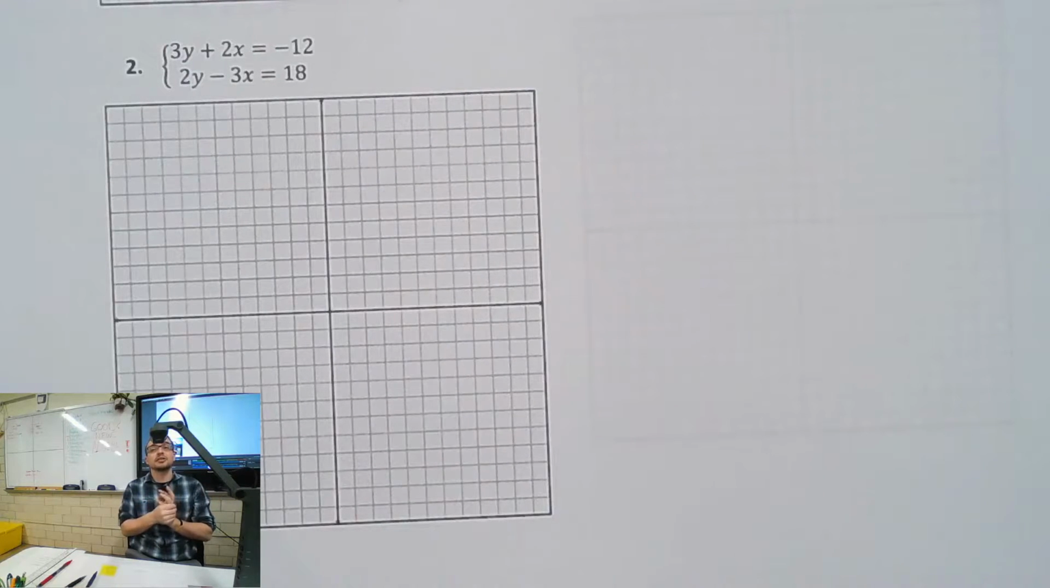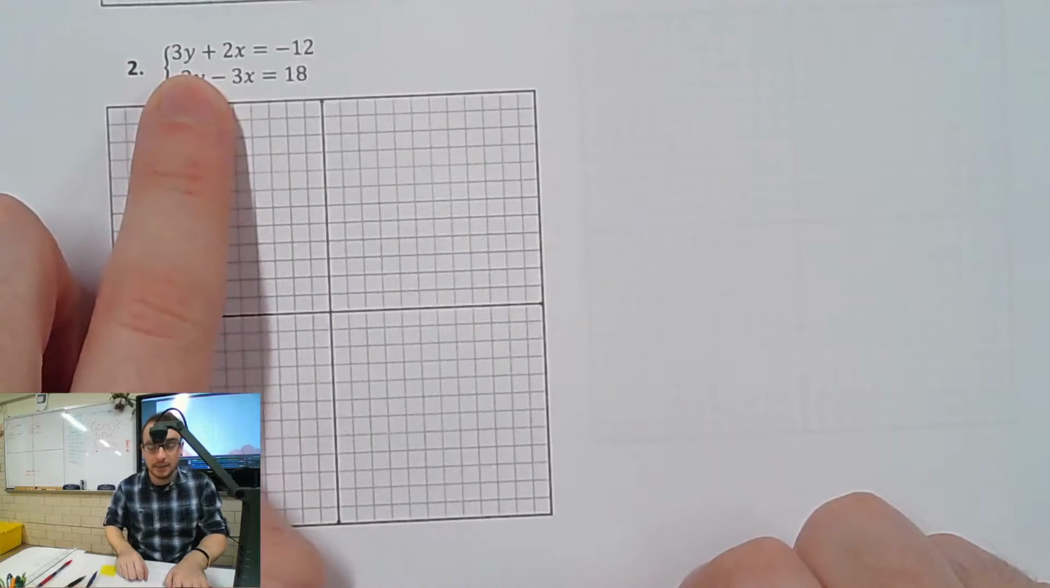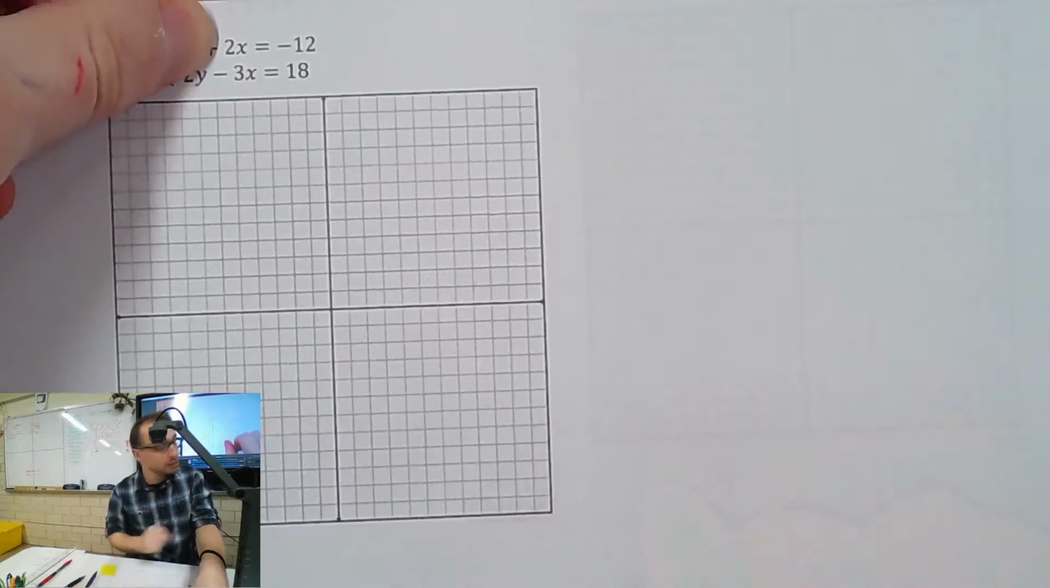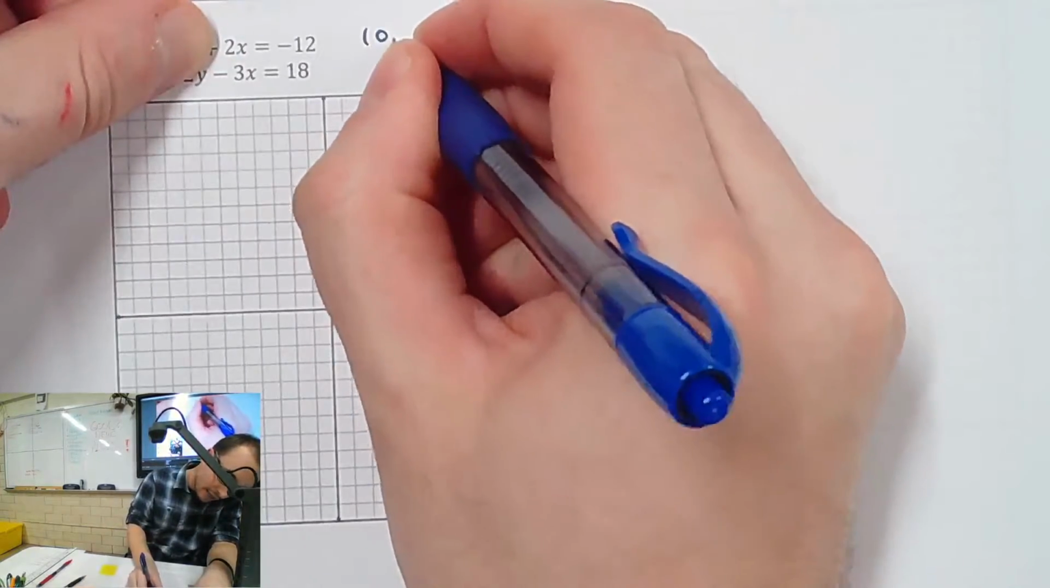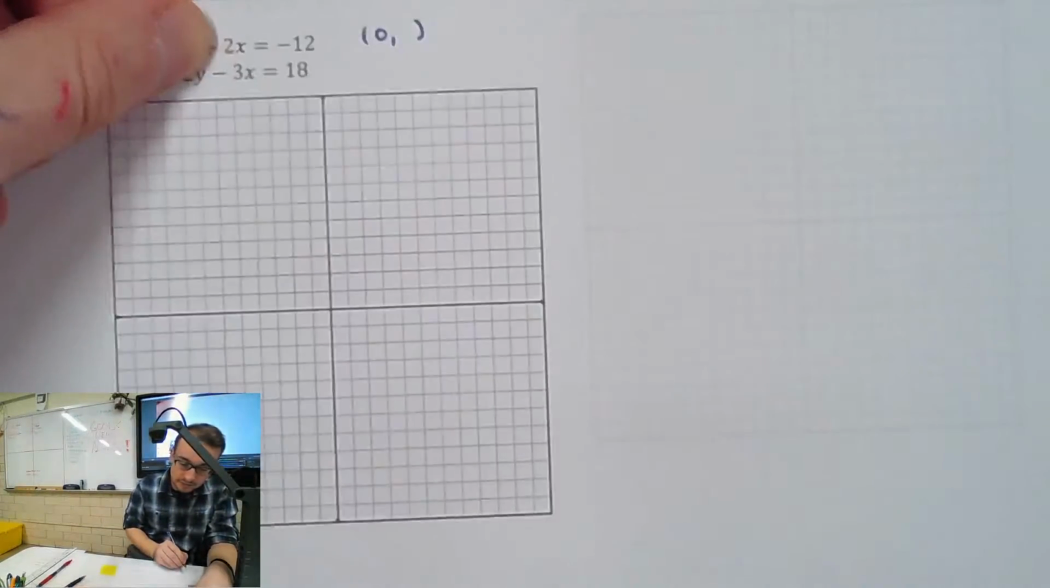What do all x-intercepts have in common? 0 for the y, right, because they're on the x-axis. So if we plug in 0 for y, what's 3 times 0? 0. So we get 2x equals negative 12, which means when we plug in 0 for y, what do we get for x?